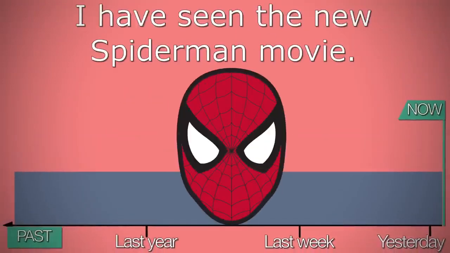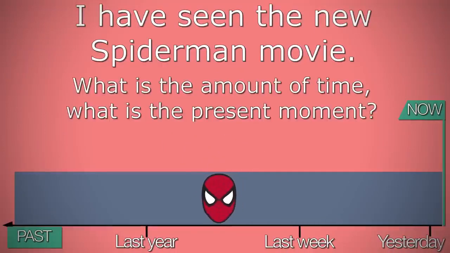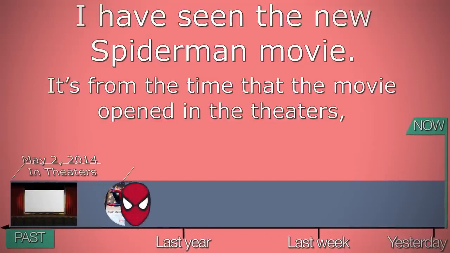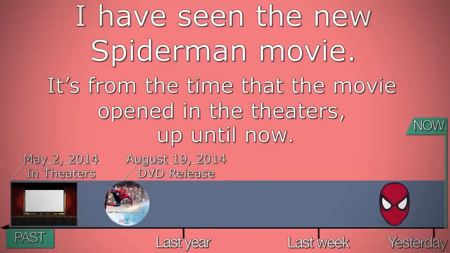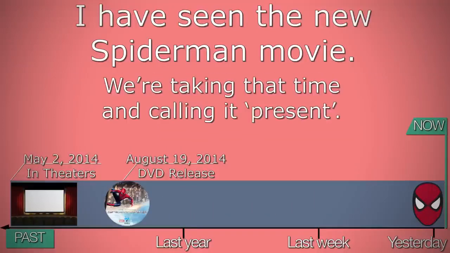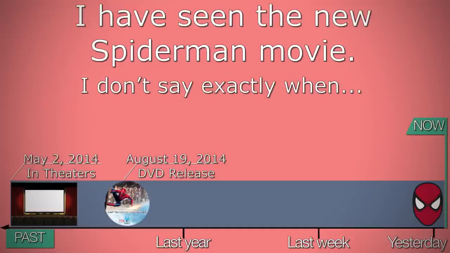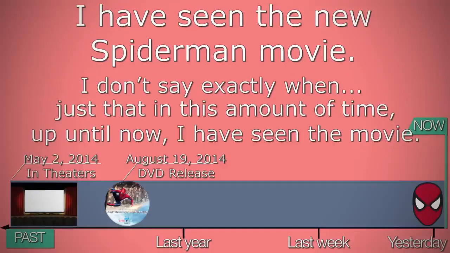I've seen the new Spider-Man movie. Okay, so now what is the amount of time? What is the present moment in this sentence? Well, it's from the time that the movie opened in the theaters up until now. We're taking that time and we're calling it present. And I'm saying that within that time, I have seen the Spider-Man movie. Now, I don't say exactly when, just that in this amount of time, up until now, I've seen the movie.